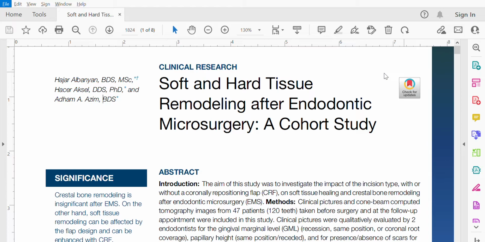So the aim of this study was to investigate the impact of a flap design with or without coronally repositioned flap on soft tissue healing and crestal bone remodeling. In the soft tissue assessment, they are looking at gingival margin level, whether it receded or is in the same position, or coronally repositioned. The second thing is scar formation, is it present or absent? And the third thing is papillary height, is it at the same level or receded.